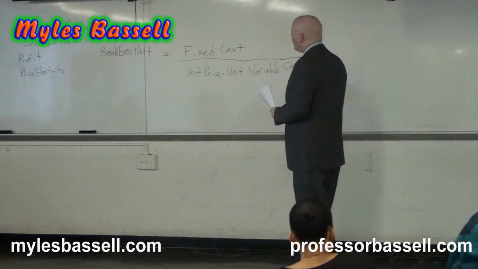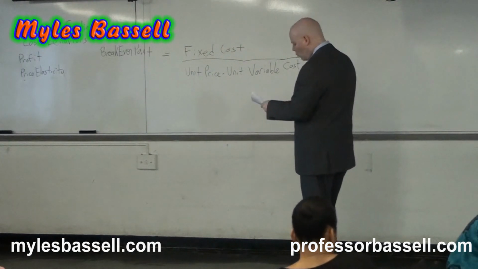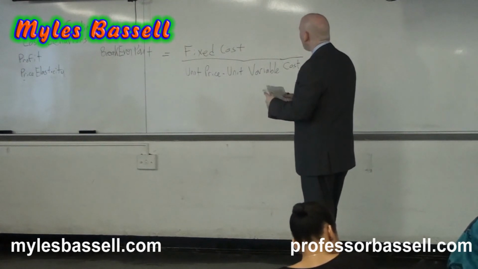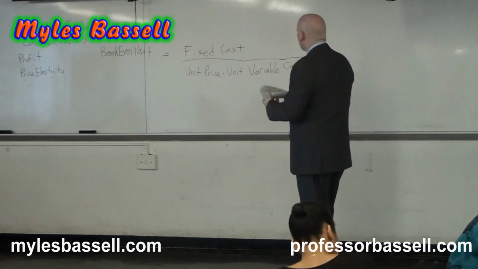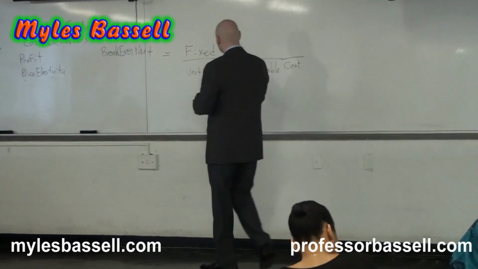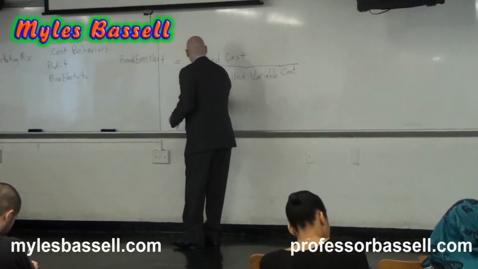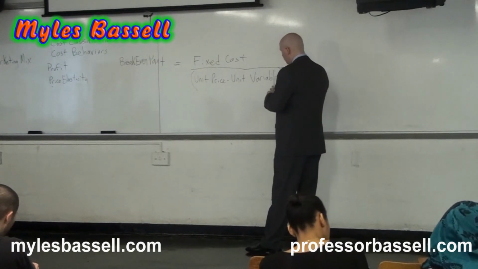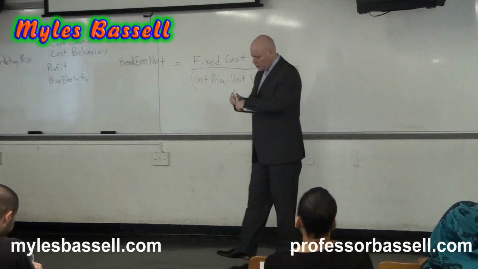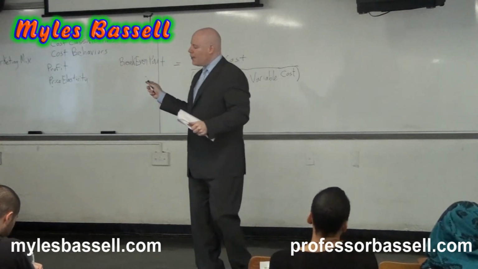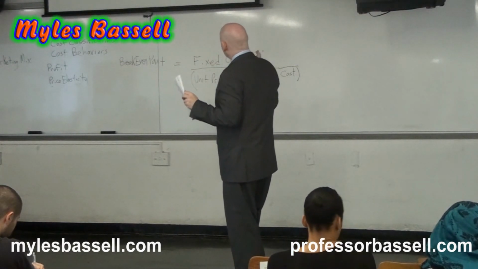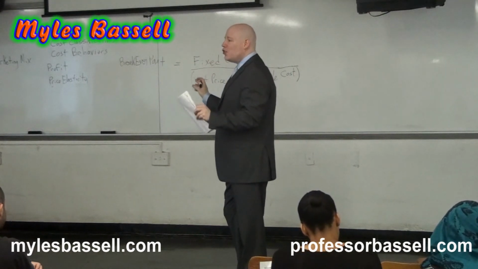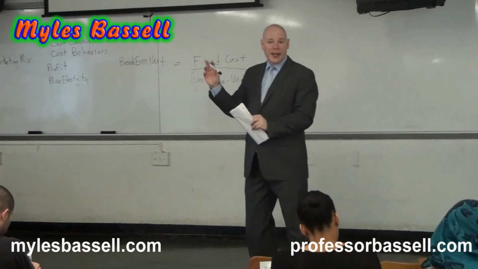So the break-even point, the way that we calculate that is we take the fixed cost and we divide that by the price per unit after we subtract the unit variable cost. All right, it's not complicated. What we're trying to find out here is the break-even point. How many units do we have to sell to break even?